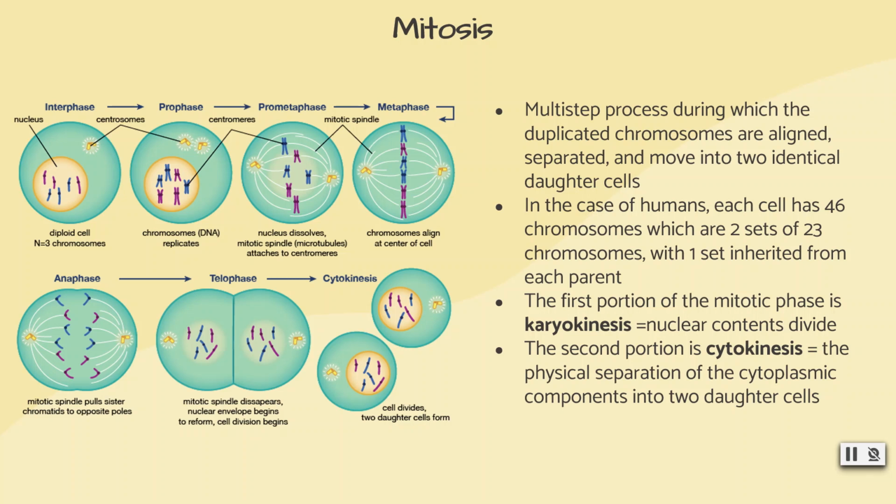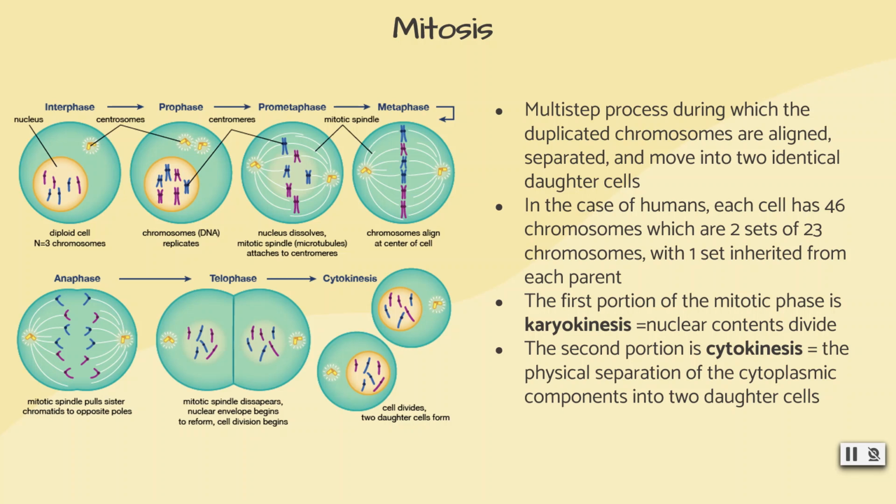inherited from each parent, as opposed to meiosis, which is another cell division that occurs in cells that give rise to sex cells, such as sperm and oocytes. Meiosis halves the number of chromosomes to 23, and when the sperm fertilizes the egg, the total number of 46 chromosomes is restored.